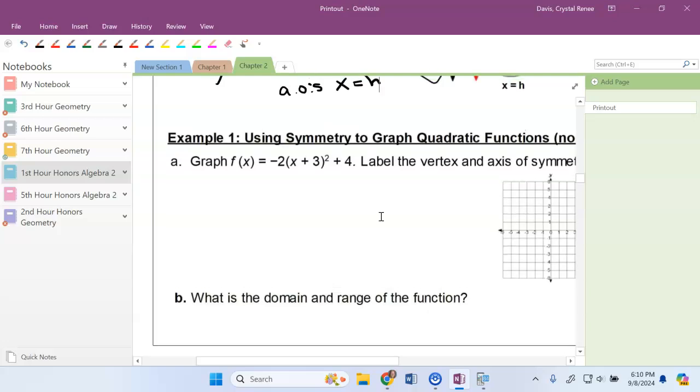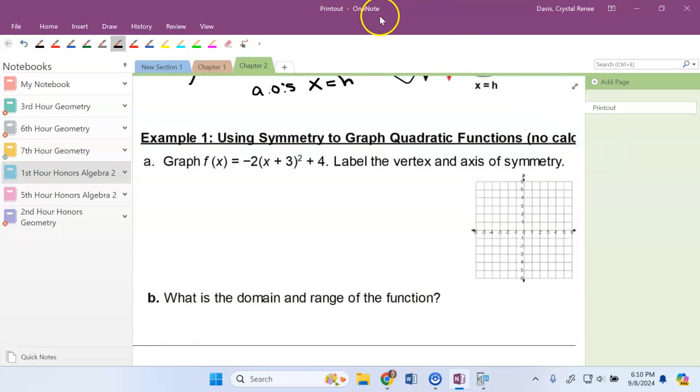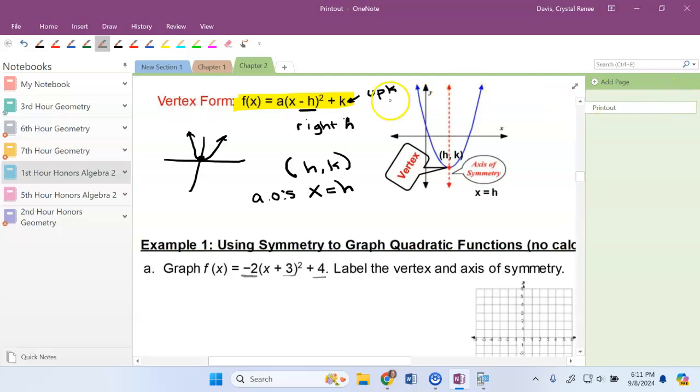All right, so if I look at example 1a, I don't care about this vertical translation before here. It doesn't matter, it doesn't affect the vertex. All I want to pull out is the h and the k. Now notice we want x minus h. So for this to be a minus, my h has to be -3. And then obviously my k is 4. So my vertex here is (-3, 4), which means my axis of symmetry is x equals -3.